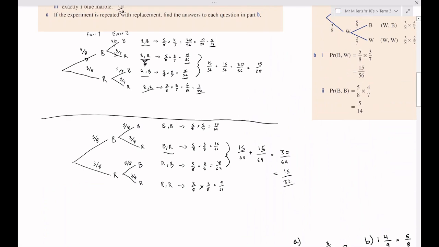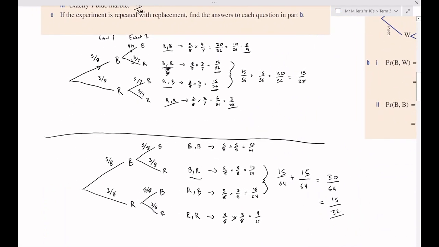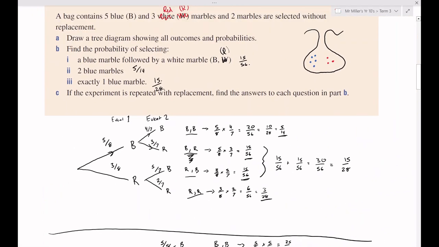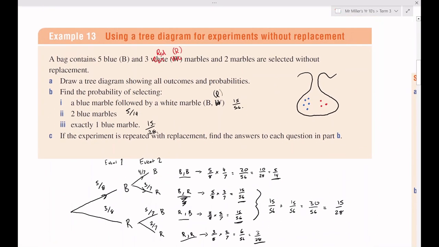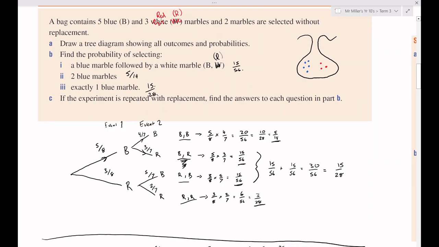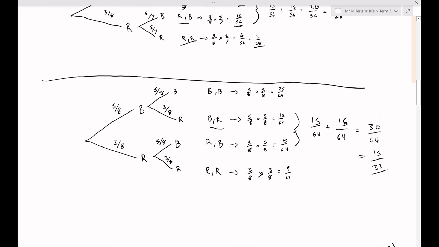Alright, we are done. That is us using a tree diagram to describe the sample space and probabilities of events, two events that occur one after the other. And some key points we should take away from this: if we are not replacing, for some particular events, event 1 will affect the probability in event 2. In other events, event 1 and event 2 will not have an impact on each other's probabilities.